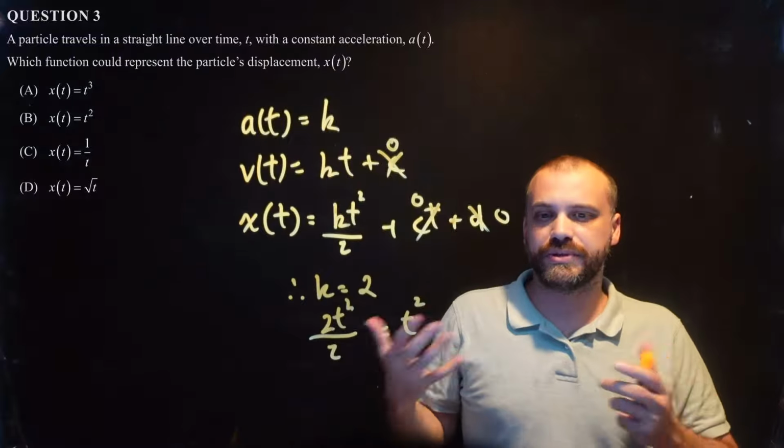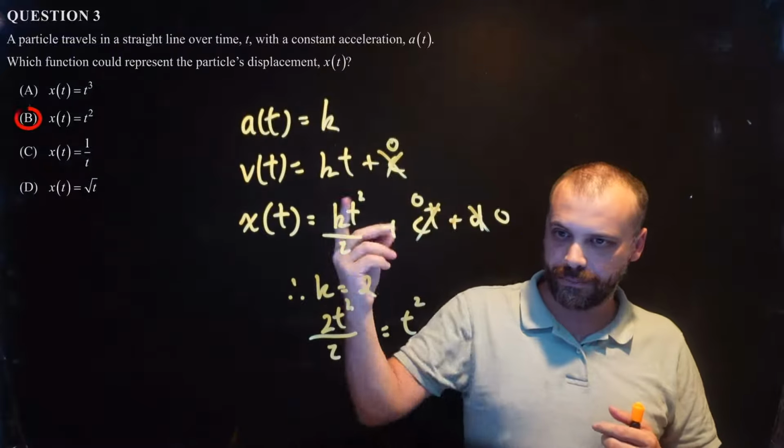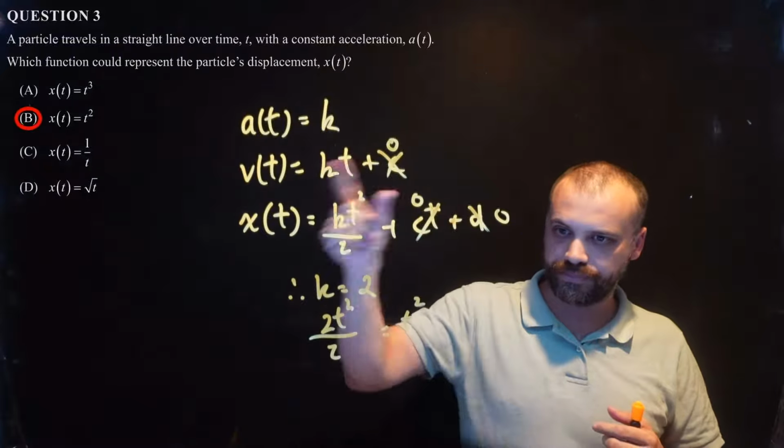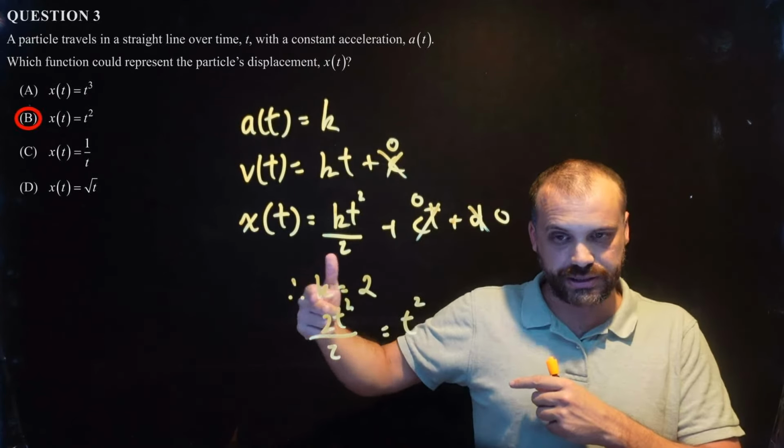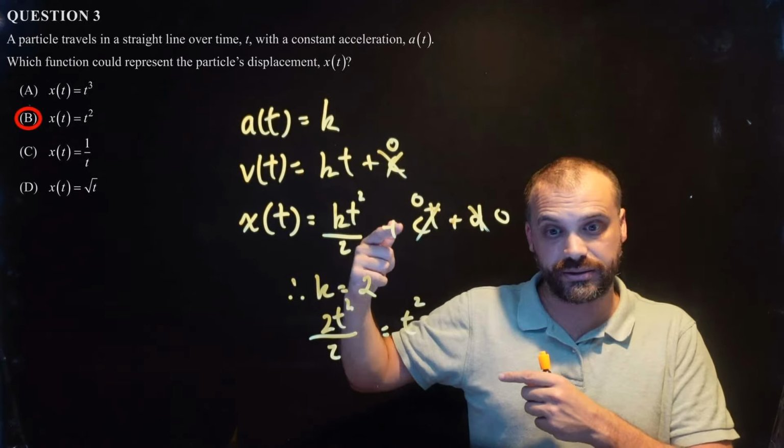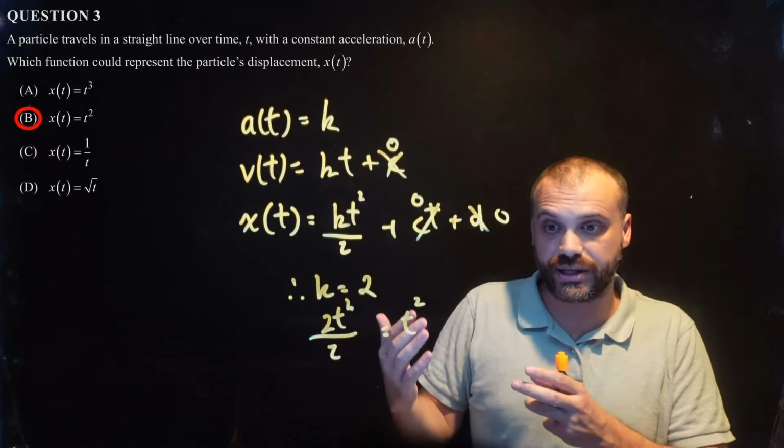Now, what's the purpose of this question? Like, the answer is b. What's the purpose of this question? The purpose of this question is for you to understand that if you start with constant acceleration, you're going to end up, when you get to displacement, by having a t squared. That's always the case. You're always going to end up with t squared.